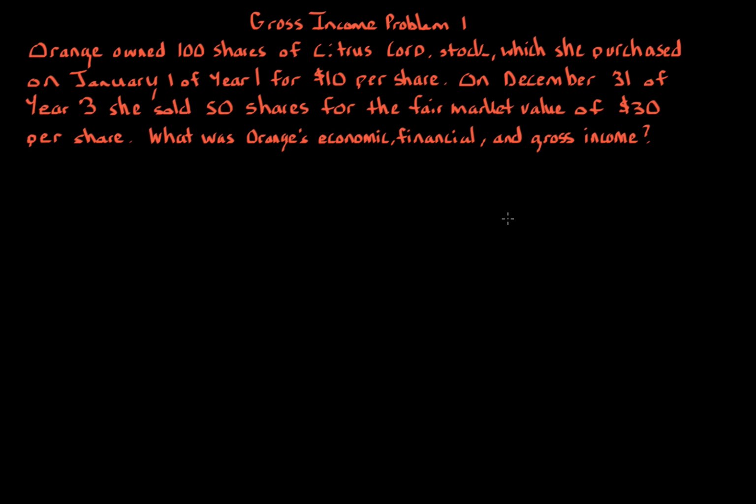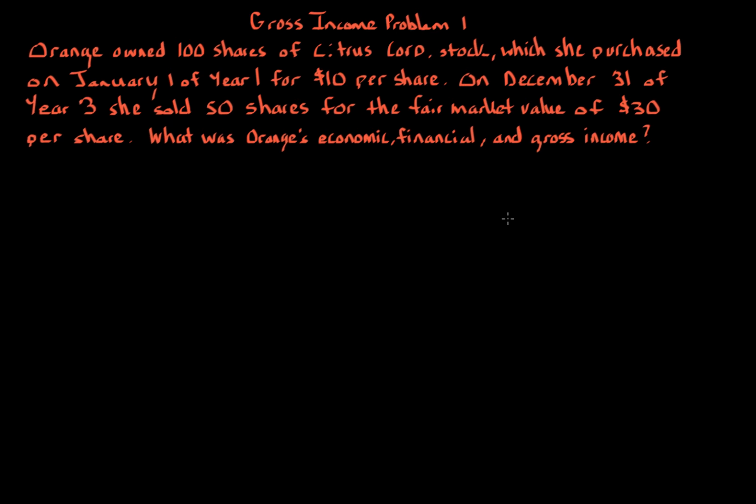Hello, in this video we'll cover gross income problems and we're going to discuss problem 1. So in problem 1, Orange owned 100 shares of Citrus Corporation stock, which she purchased on January 1st of year 1 for $10 per share. Now on December 31st of year 3, she sold 50 shares for the fair market value of $30 per share.